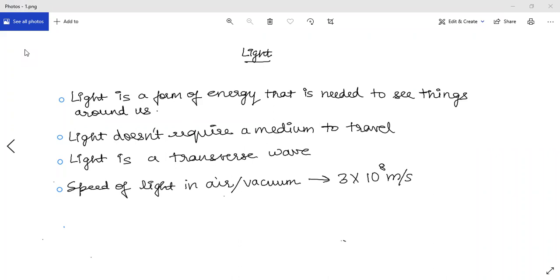So before we go into reflection of light, we should know what is light. Light is a form of energy that is needed to see things around us. Light doesn't require a medium to travel. That means that light can travel in vacuum also. Now, light is a transverse wave, and the speed of light in air or vacuum is 3 into 10 to the power 8 meter per second.